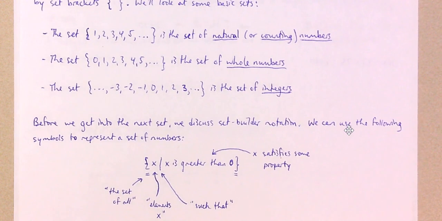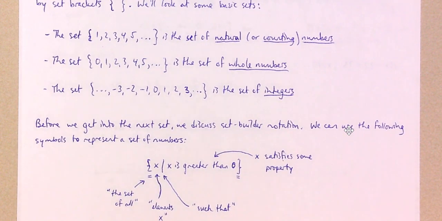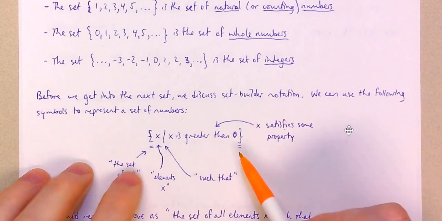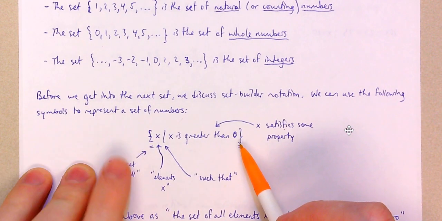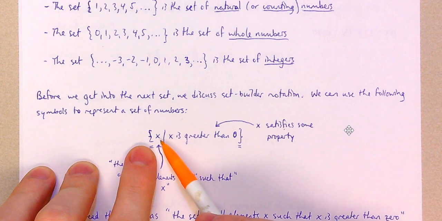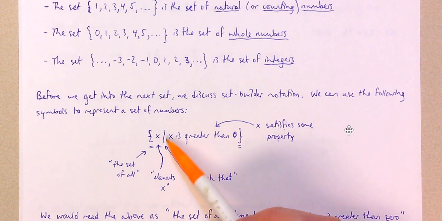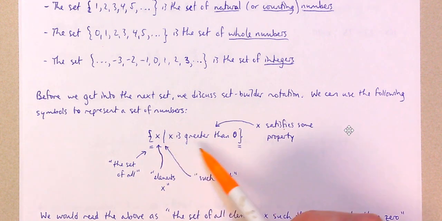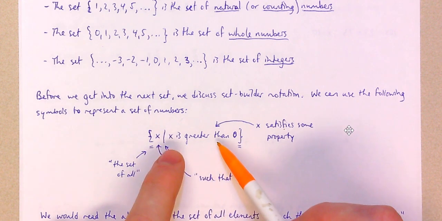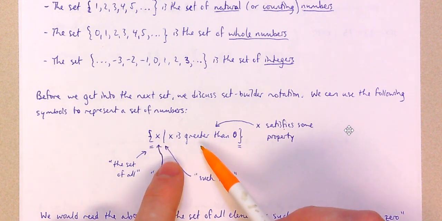Before we get to the next important set that I want to talk about, I want to talk about a particular notation that's called set builder notation. We can use the following symbols to represent a set of numbers. Now we have the set brackets. We have our variable or a letter to stand for the guys in the set. We have a big vertical bar, and then we have some words that follow that big vertical bar.